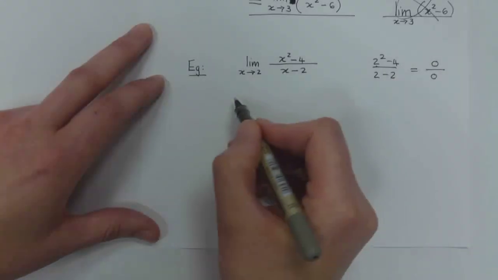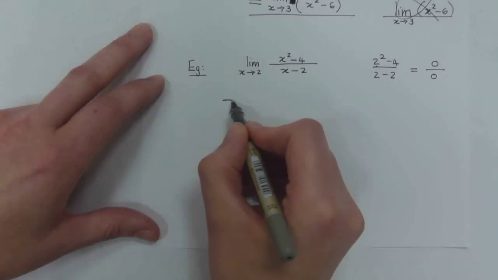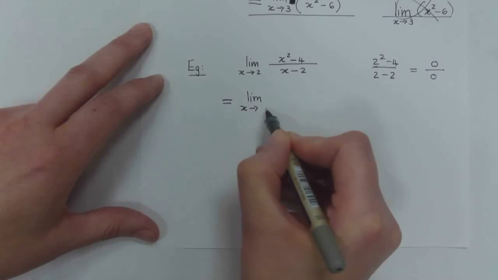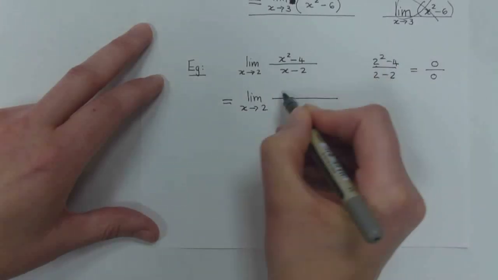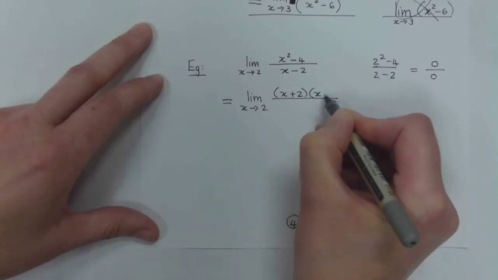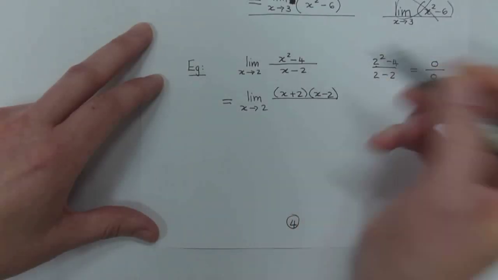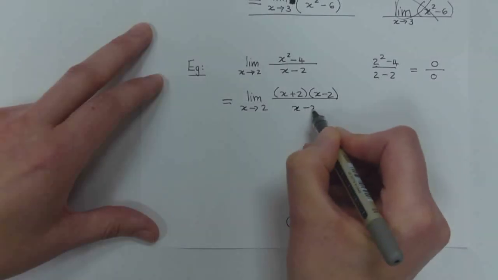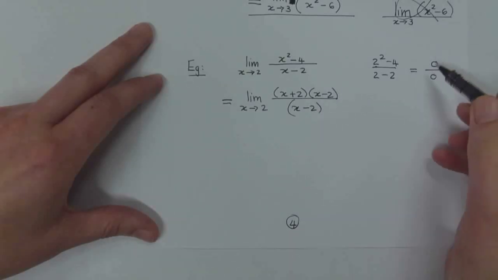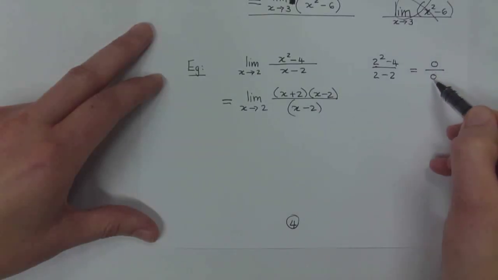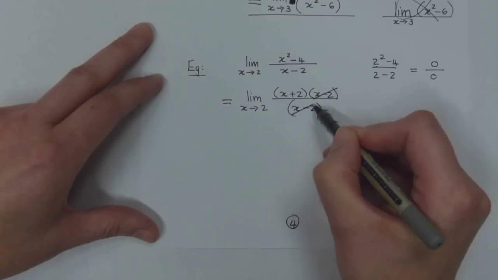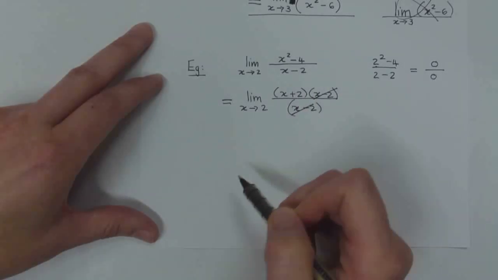So that means I can now look at the way I write it: equals the limit of x tending towards 2, and I can factorize the top, saying it's x plus 2 times x minus 2, which is the difference of 2 squares, over x minus 2. And right there you see that common factor of x minus 2 that I was talking about. That's why you get that 0 over 0 over here. Because of that common factor, I can divide it away, and now, people, I'm allowed to do the substitution.